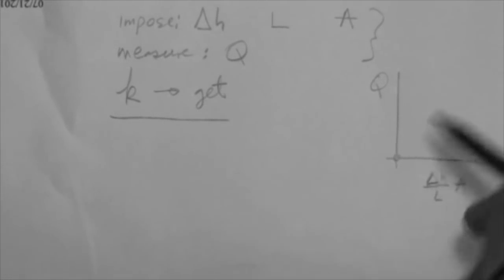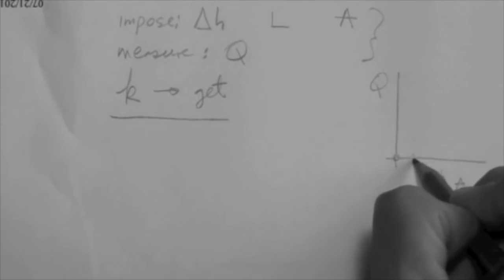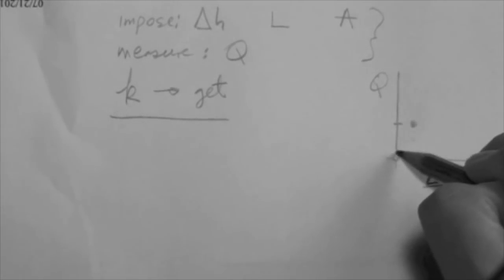delta H over L times A, Q. We know that if there's 0 delta H, there's 0 Q. And then we run one test, okay, with a low delta H, and we measure Q, and let's say we get that. So if we have 2 points, we can determine K because it's a slope.